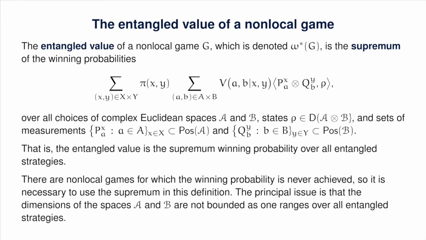It is important that we take the supremum, as there are nonlocal games for which the entangled value is never actually achieved. We can only approach this value with a sequence of strategies that make use of larger and larger shared entangled states. It was, in fact, an open question for a long time if there were nonlocal games like this where the quantum value is never achieved. The question was resolved affirmatively in 2017 by William Slofstra.